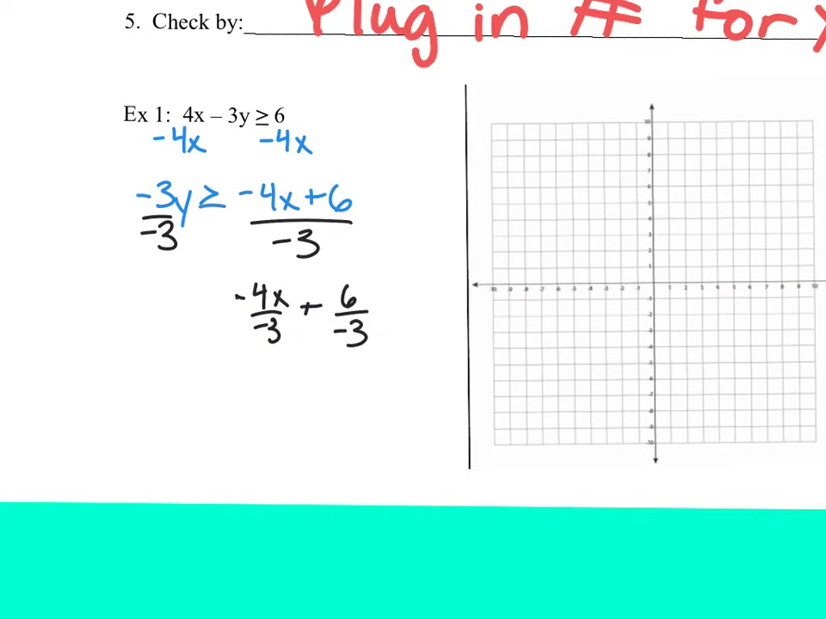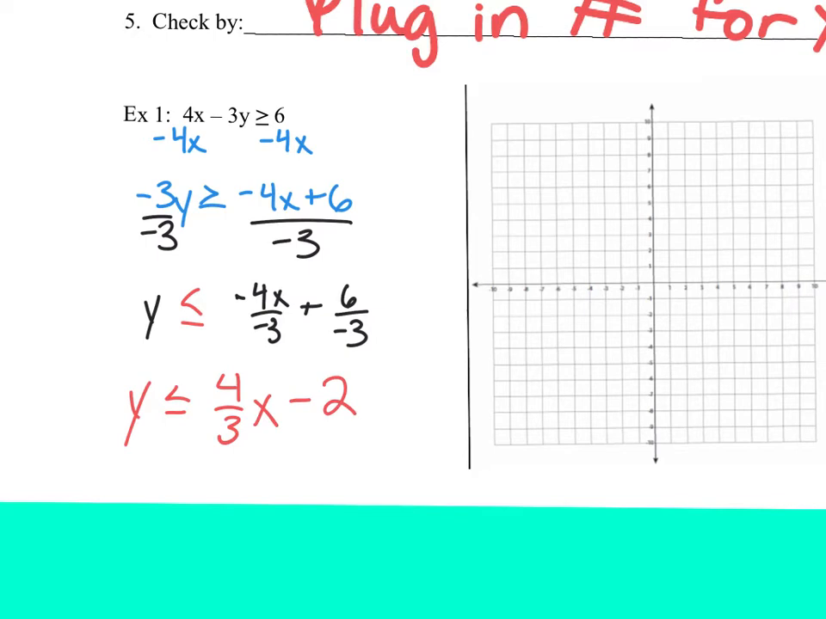So negative 3 divided by negative 3 on that left side just cancels to give me y. But one thing I forgot to do here, when I divide by a negative, what happens to that inequality sign? Yep, it's got to flip. So we got to make sure we still do that in this section. So we end up with y is less than or equal to negative 4x over 3, over negative 3. What do those negatives do? They cancel, so this is just going to be 4/3 x. And then plus 6 divided by negative 3. Negative 2. Good.